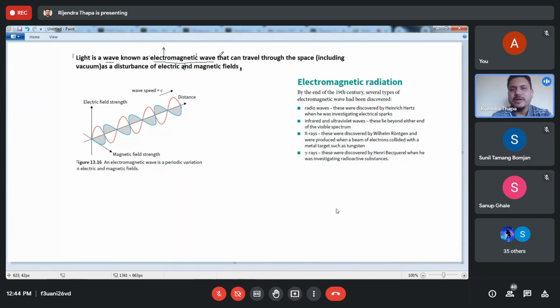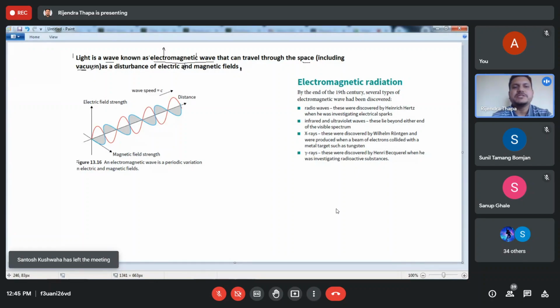This electromagnetic wave can travel through space, including vacuum. So not only does it travel through a medium, it travels through vacuum as well. It's known as an electromagnetic wave, and it's different from a sound wave.